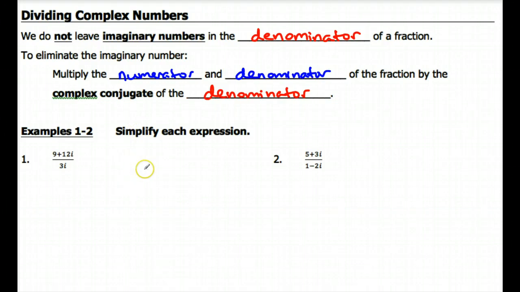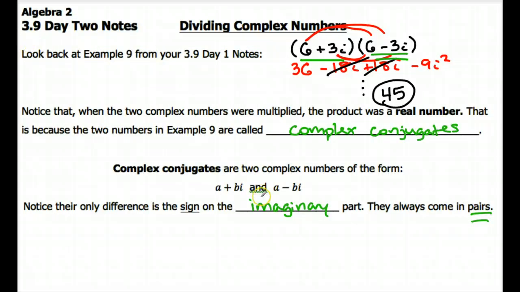So let me show you how that works. I just have two examples here in the video today, and then we'll get a lot of practice in class for this as well. Number one, you have the number 9 plus 12i all divided by 3i. Our job is basically to get rid of this i in the bottom, because we don't want an imaginary number in our denominator. So the way we're going to do that is we're going to think, what is the complex conjugate of 3i? By definition, a complex conjugate, if you look back up at the top of your paper, is a number where the imaginary part of your complex number just has the opposite sign.